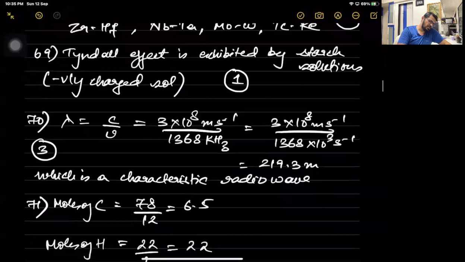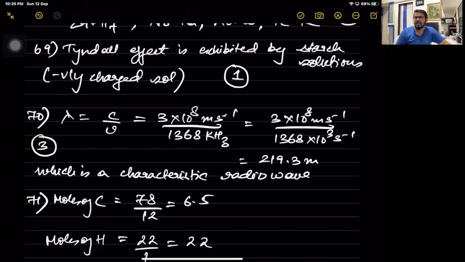Velocity of light is 3×10^8 meters per second, divided by 1368 kilohertz, and one hertz is one CPS, cycles per second, so that's per second. So that answer is 219.3 meters. So the 70th is option 3.